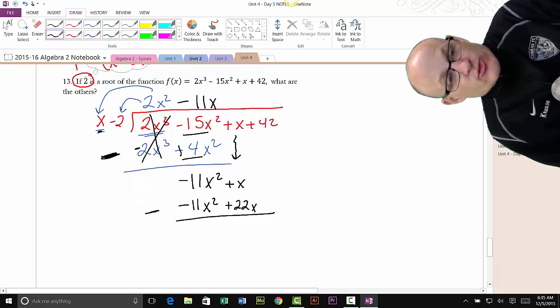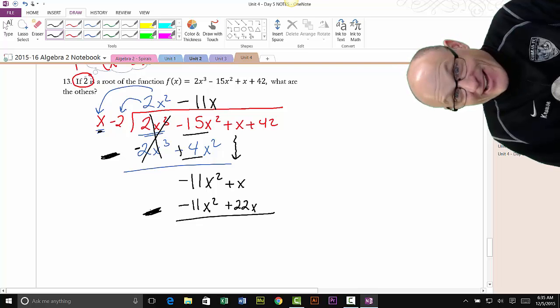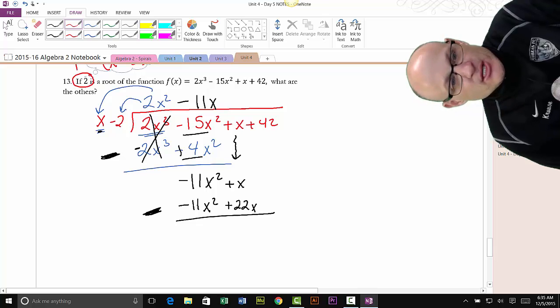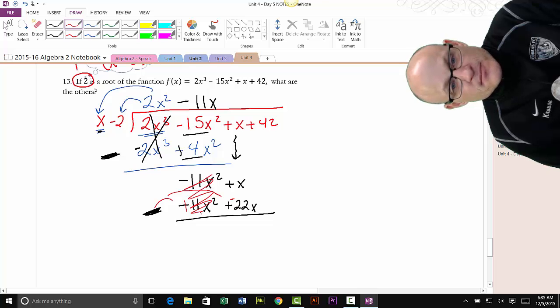Then we're going to subtract. Oh, yeah, you're going to screw this up. Distribute the minus here, and you get a plus. Distribute the minus here, and you get a minus. These go away. And 1x minus 22x is negative 21x.